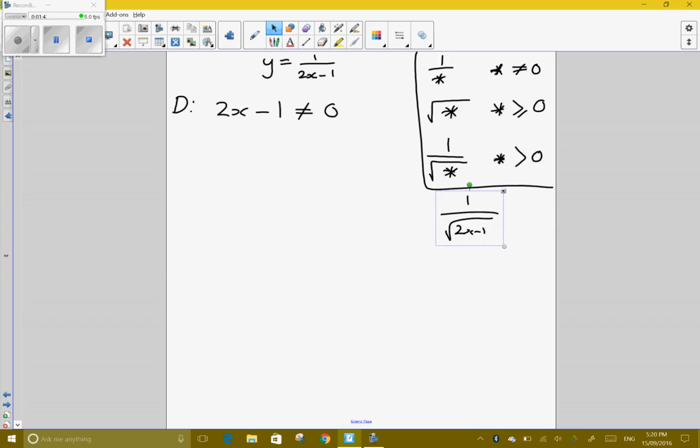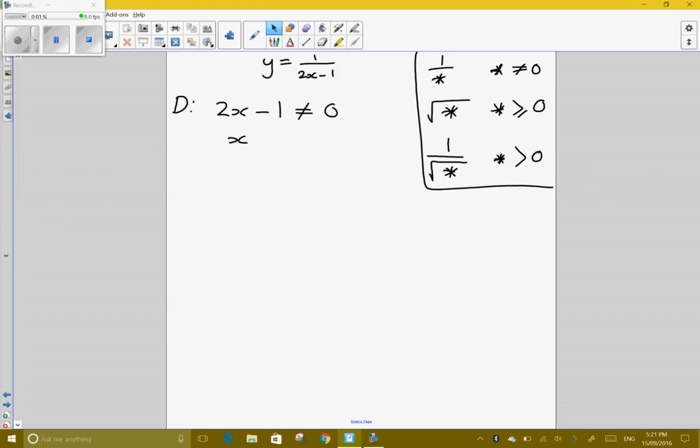So if you go back to this function, you say, well, it's a fraction. I know the bottom of a fraction cannot be 0. So that whole thing, the whole bottom of that fraction, cannot be 0. If it was 1 over the square root of 2x minus 1, you'd say to yourself, well, 2x minus 1 has to be greater than 0, and you'd solve it.